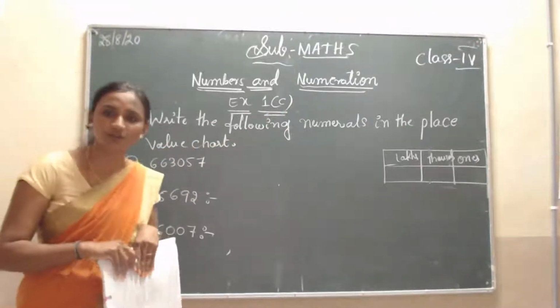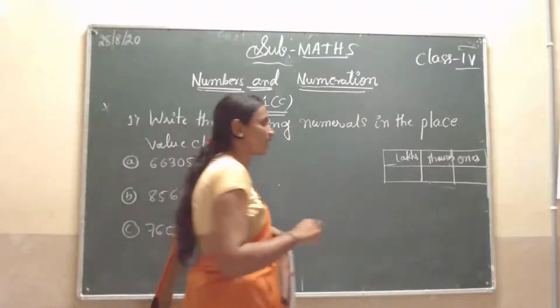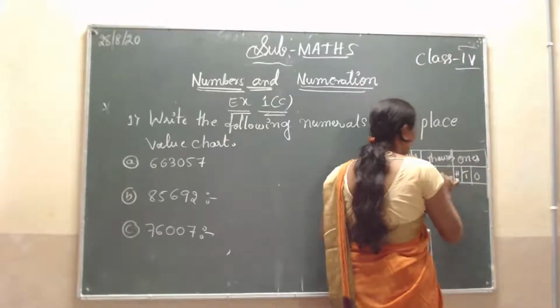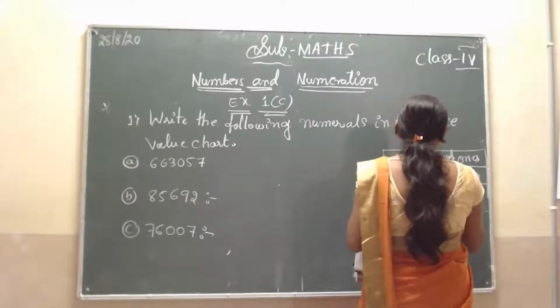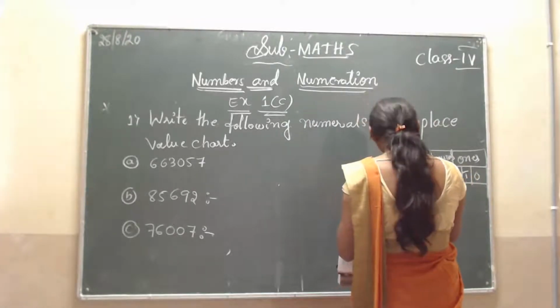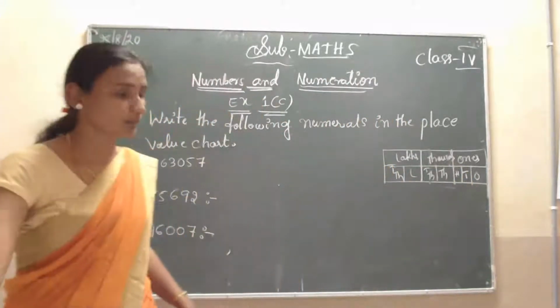Place value chart means we use the Indian system. Indian system means, I already wrote, one period is how many places? That is 3 places: ones, tens, hundreds. So thousands means how many places? That is 2 places: thousands and ten thousands. Next is lakh and ten lakh. This is the Indian system. So you will use the Indian system for the place value chart.